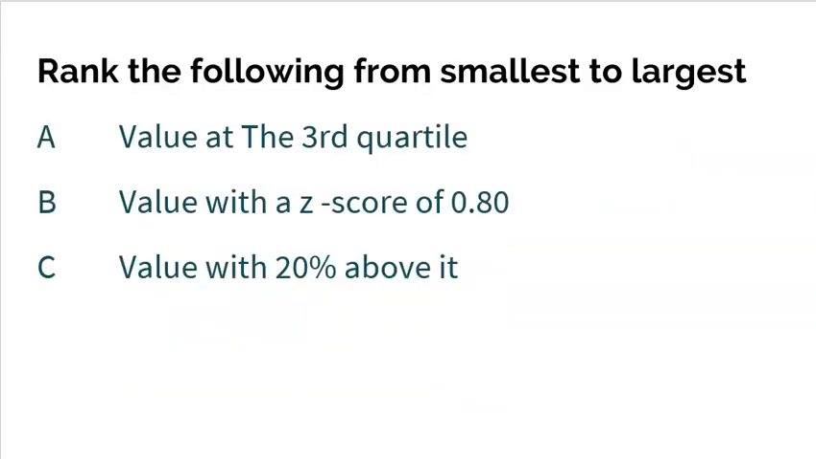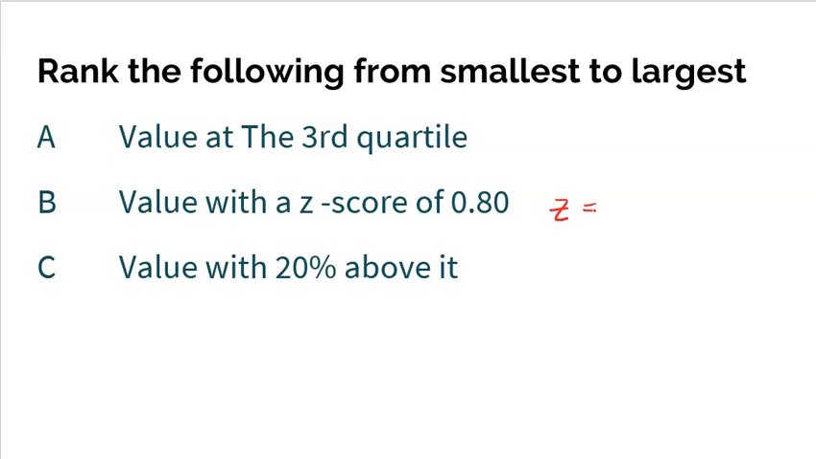This is one more topic that you need to know how to do. You've got to be able to rank. Now, this is actually a pretty cool activity. I want to rank these three things from smallest to largest. The problem is, A is given to you as a third quartile, B is given as a Z-score, and C is given as a percent. So A is the third quartile, and this is for any random set of data that follows a normal model. We've got the third quartile, a Z-score of 0.8, and 20% above it. Now, it would be really easy to rank these if they were all Z-scores.